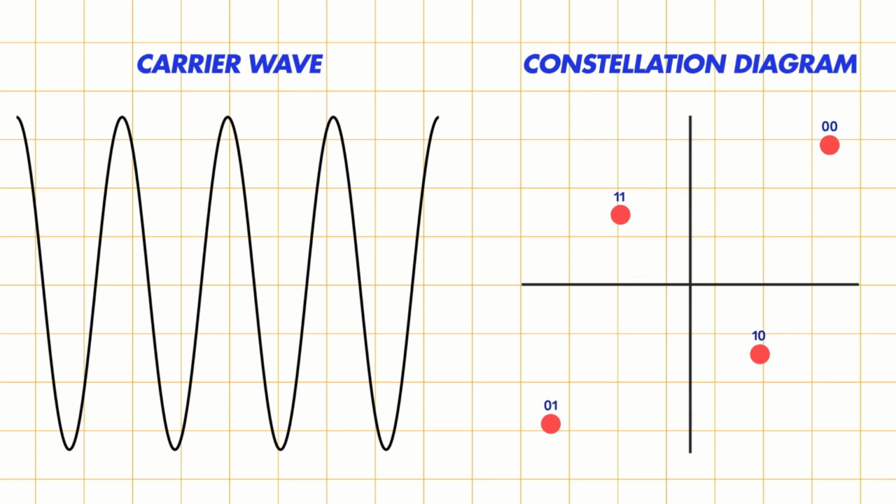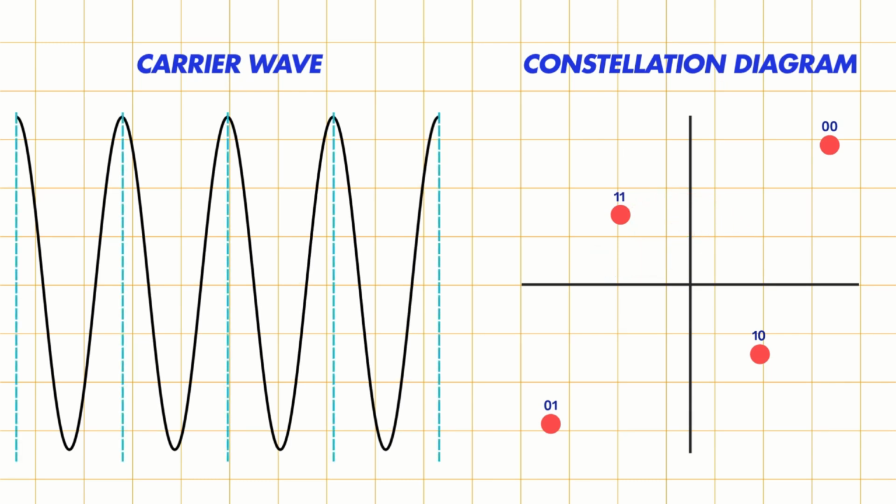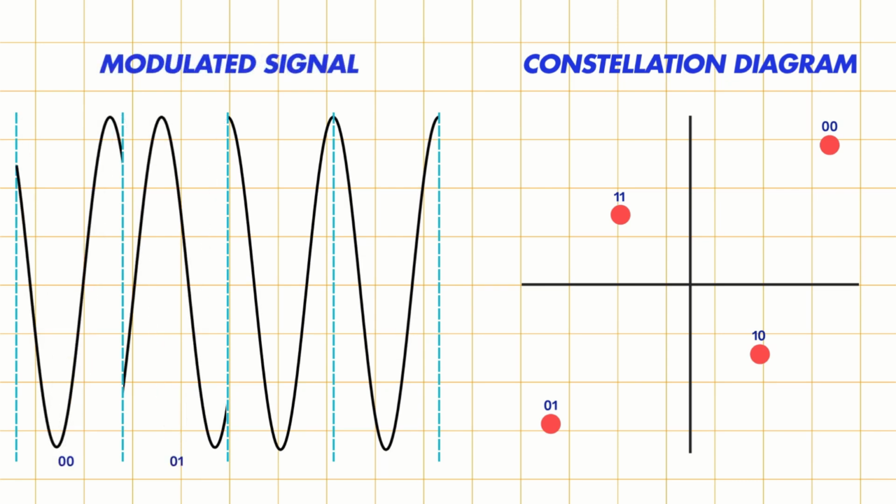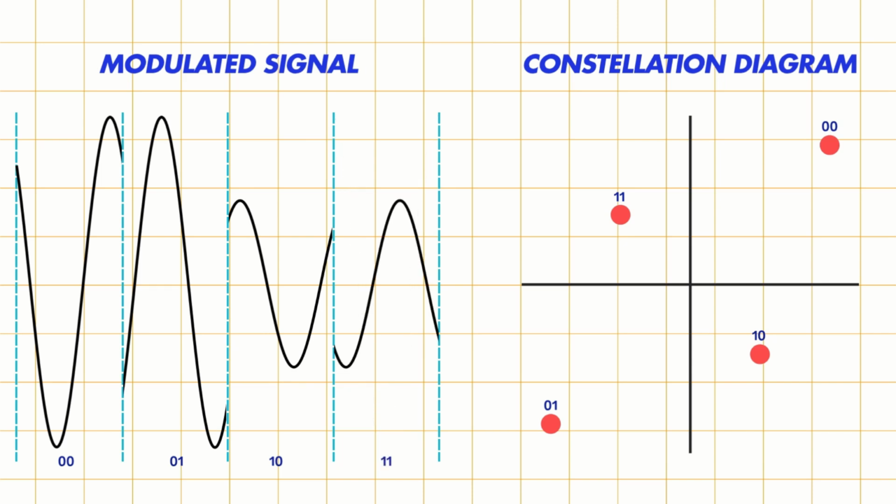When sending data, the transmitter slices the stream into chunks, here 2 bits at a time, and modulates the wave according to the codebook. The receiver, using the same codebook, observes the wave's changes and reconstructs the original bits.